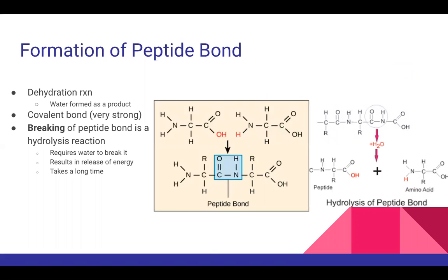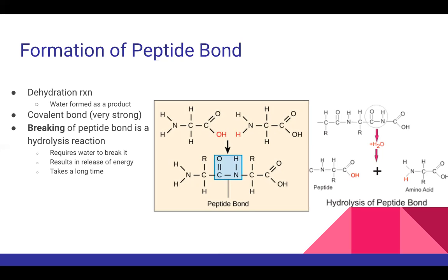So the formation of the peptide bond, which is the bond between your amino acids to make your primary structure, is a dehydration reaction, which means water is formed as a product. It's a covalent bond, which is very strong. We're going to get into structures of proteins, but just a reminder that this is one of the only structures that has this covalent bond.